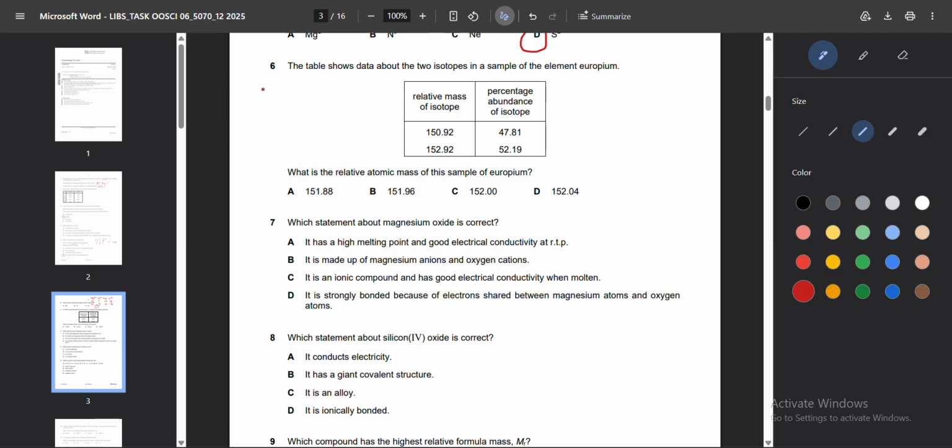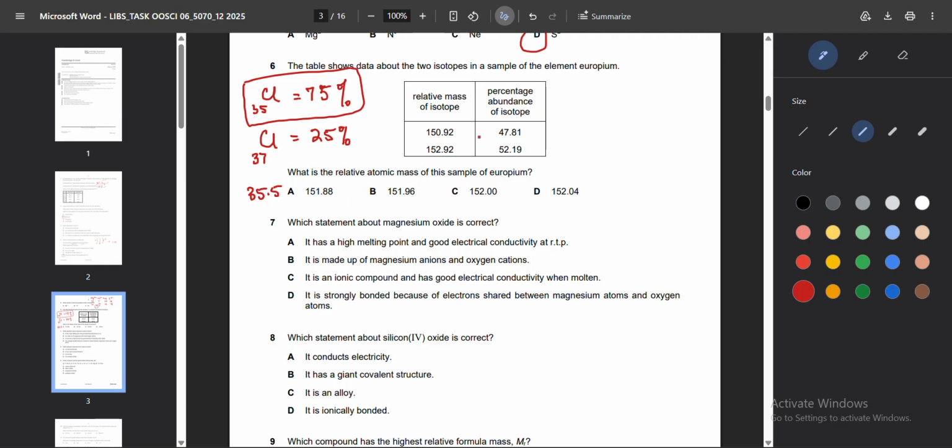For example, if you see the example of chlorine, chlorine has 2 isotopes. Chlorine 35 has an abundance of 75%, whereas the other isotope, chlorine 37, has an abundance of only 25%. If you take out the average, the average atomic mass of chlorine is 35.5, which is closer to this isotope, which is present in excess, in abundance.